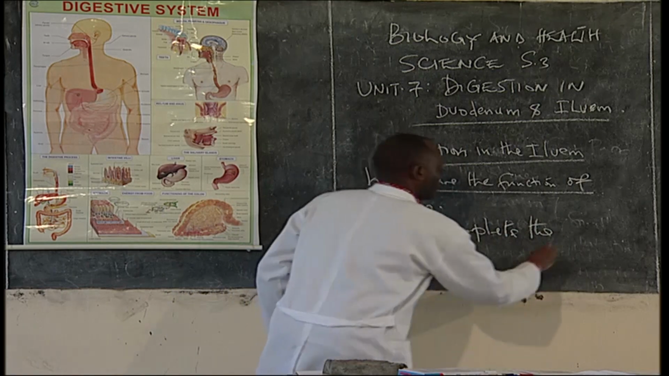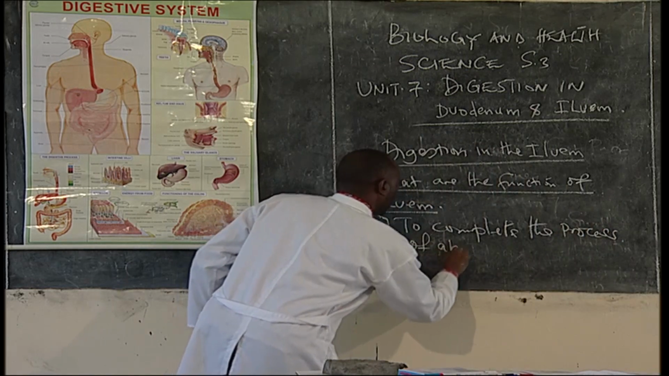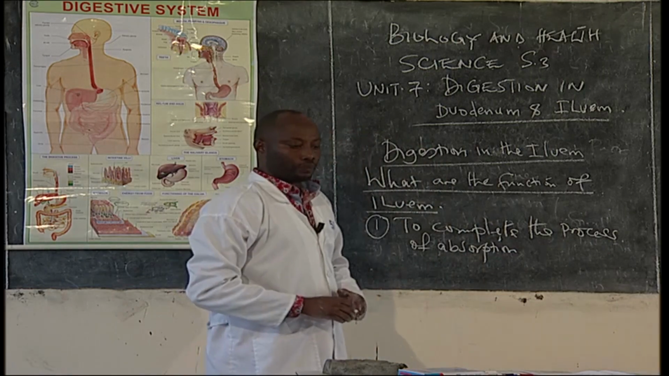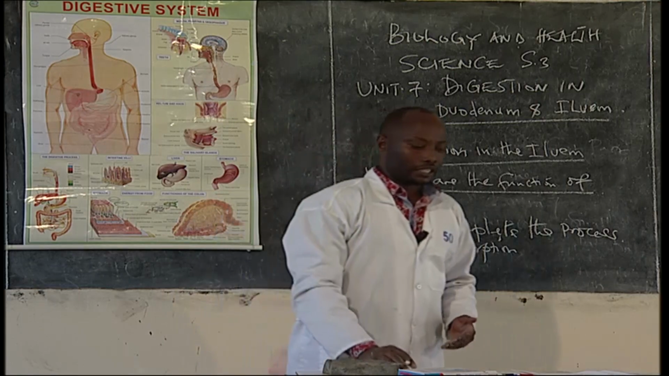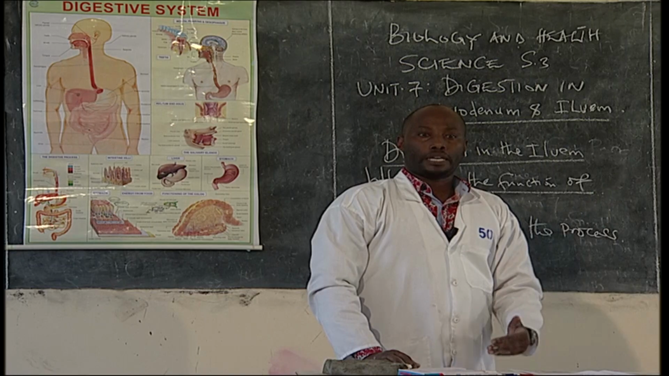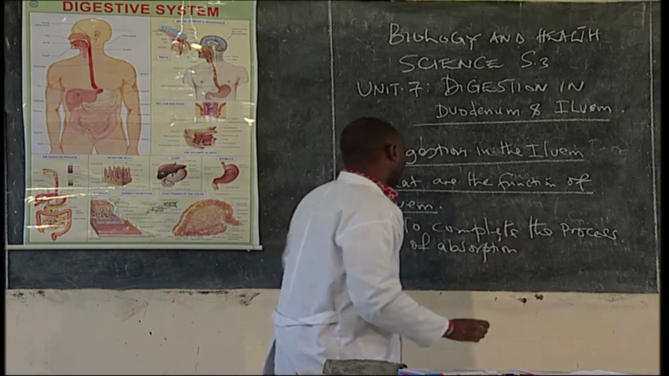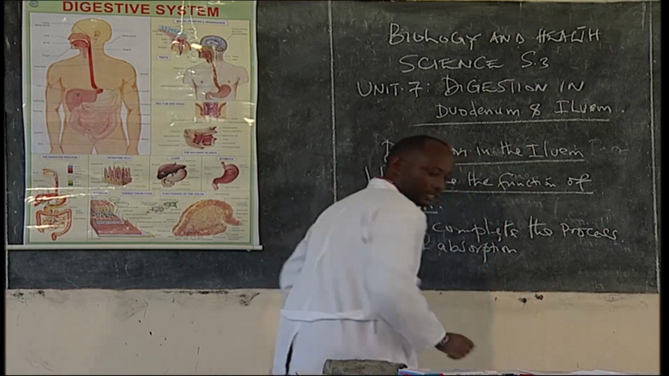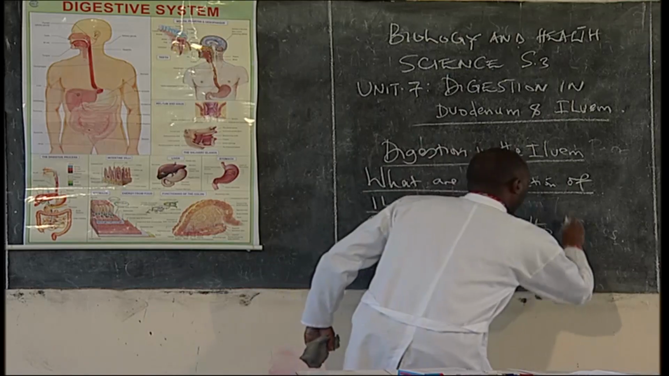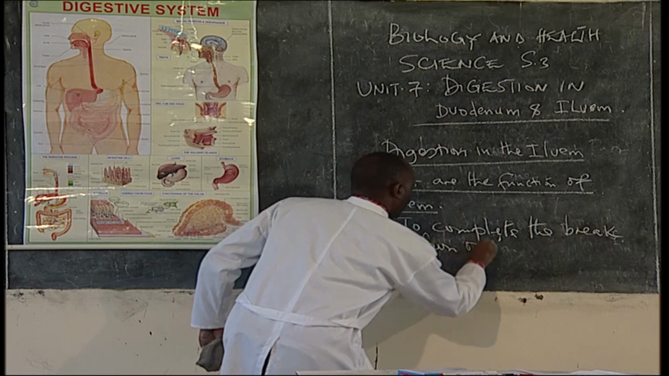the process of absorption. The breakdown of food starts in the duodenum, and the complete breakdown of food is normally done in the ileum. You can say it completes the process of breaking down, or completes the breakdown of food.